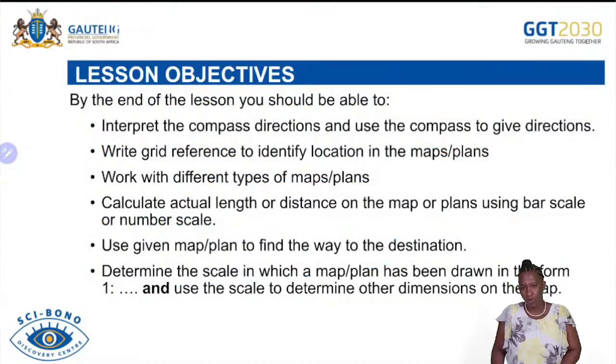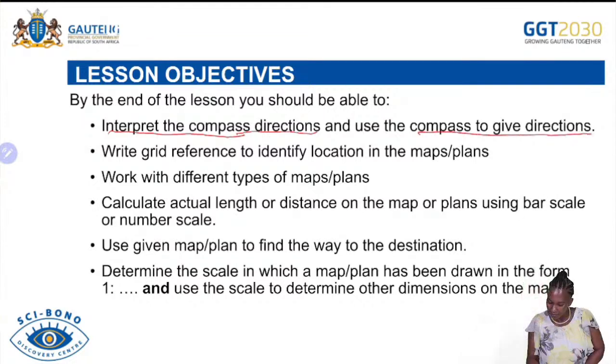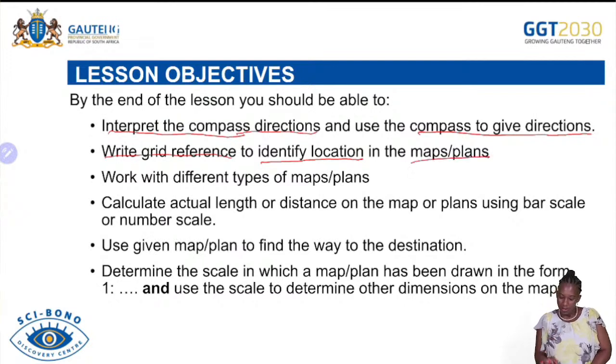What are our objectives today, boys and girls? By the end of this lesson, we should be able to interpret the compass direction and use the compass to give directions. Write the grid reference to identify. As I'm doing this, you should notice that I am only circling or underlining the important aspects to identify the location in the maps and plans. Work with different types of maps or plans.